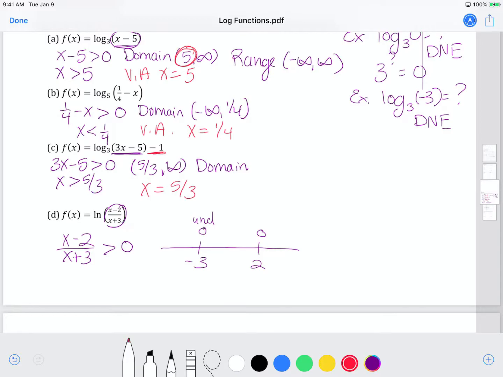Okay, when I do my test points, I'm going to find that on this interval I've got positive, this interval is negative, and this interval is positive. Since I'm trying to find where it's greater than 0, my domain is going to be from -infinity to -3, union 2 to infinity. Now, when we go to find the vertical asymptote, remember the vertical asymptote is what makes inside the parentheses equal to 0. And since that's a fraction, the only thing that will make the fraction 0 is what makes the numerator 0. And in this case, what makes the numerator 0 is 2. So my vertical asymptote is going to be x is equal to 2.